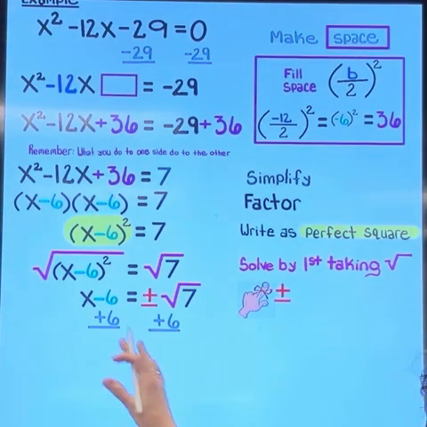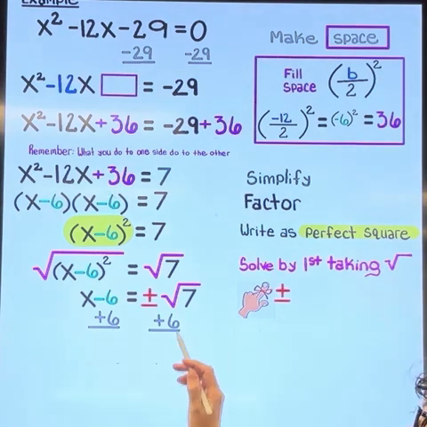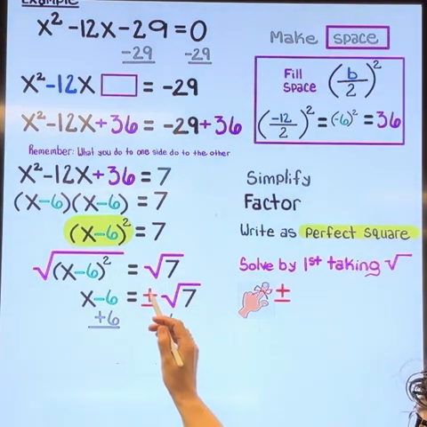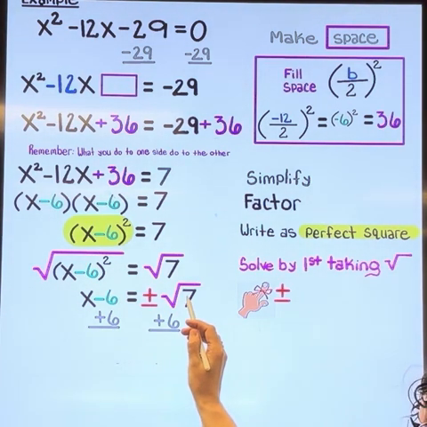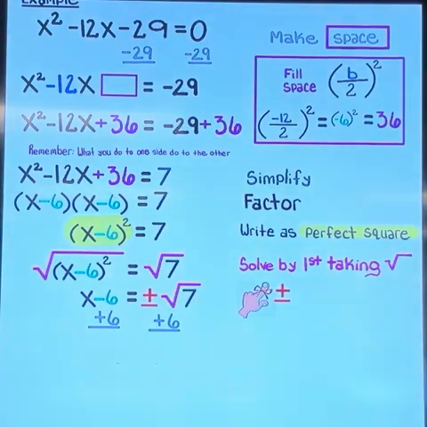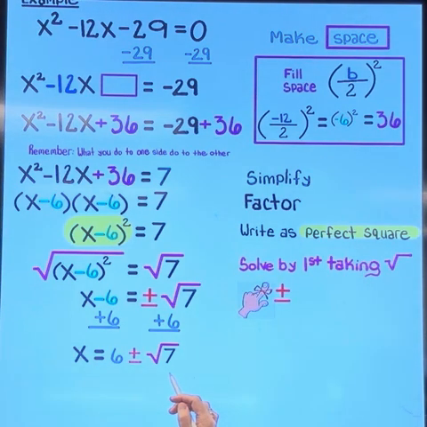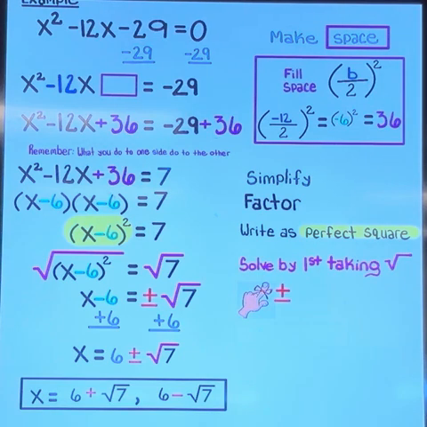or we can just do it all at once. So I'm going to add 6 to get x by itself, but this is 6 plus the square root of 7 and 6 minus the square root of 7. You can write it as one piece, as shorthand notation. Otherwise, you can write them separately: 6 plus the square root of 7 and 6 minus the square root of 7.